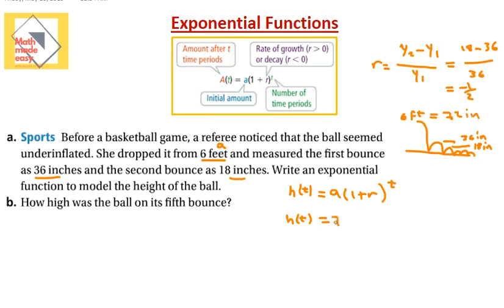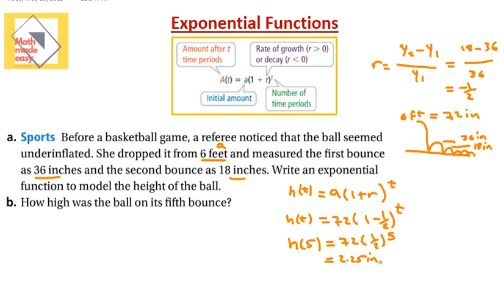So my initial amount is going to be 72 multiplied by 1 minus half to the power of, well, if I just want to write the function, I'm going to write t. If I want to find the value, how high will it be after the fifth bounce, then I'm going to substitute for t equal 5. Okay, t here is not the time, it's how many times you are going to bounce the ball. So it's 72 multiplied by half to the power of 5, and my answer here is going to be 2.25 inches is the height after the fifth bounce.